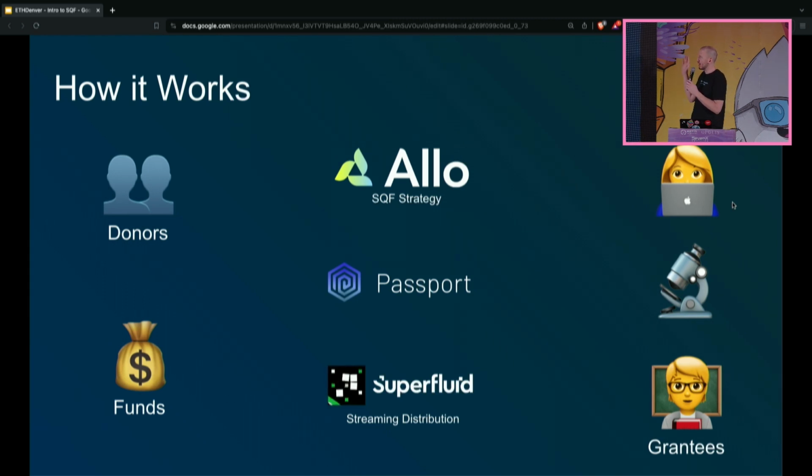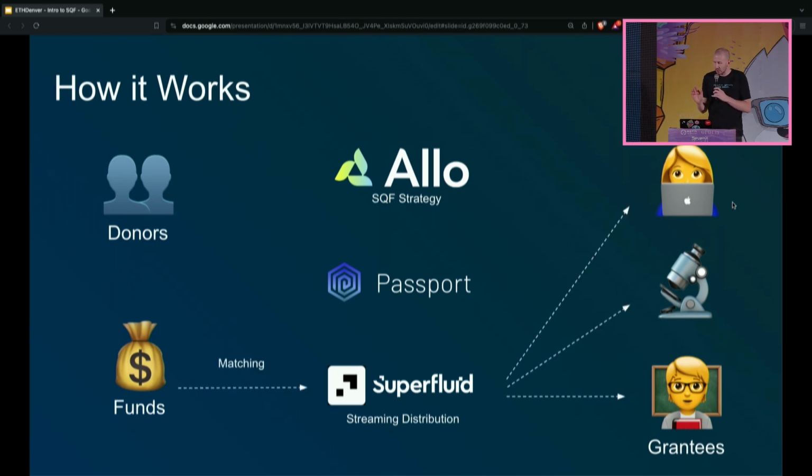So how does this thing actually work? What did we actually build here? We'll just go through a quick little overview. We'll start with, just say this round is already running. There's a matching pool. We are streaming it to 3 grantees here through a tool that Superfluid built that Vijay is going to get to in a little bit, called a streaming distribution pool. A new donor comes. They decide they want to support the developer up top here.